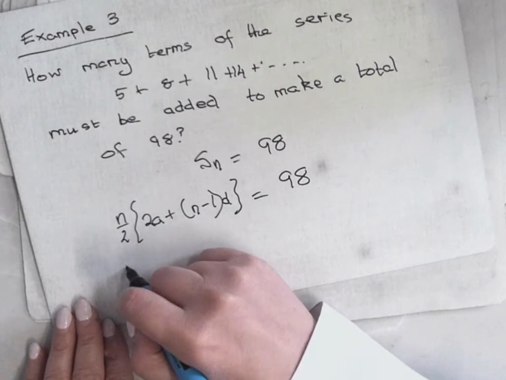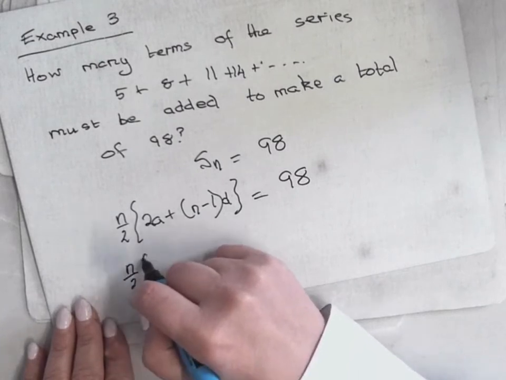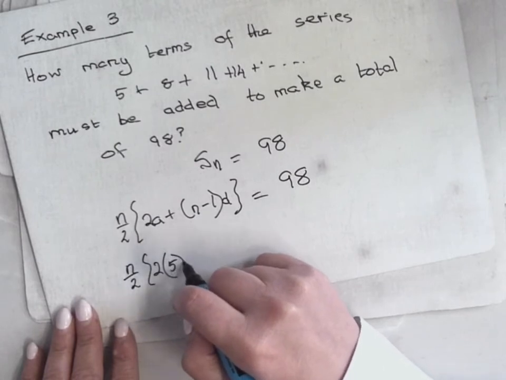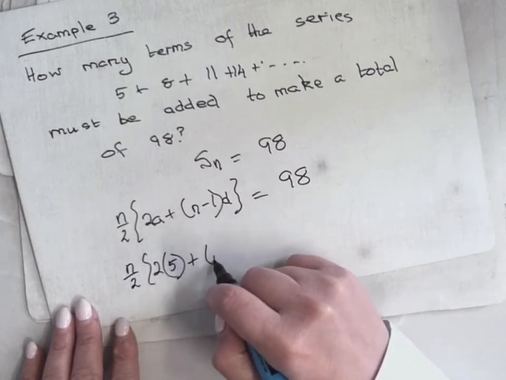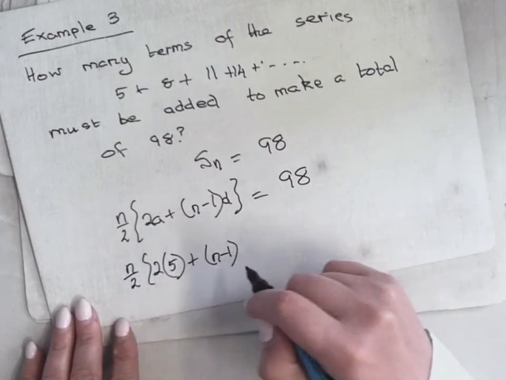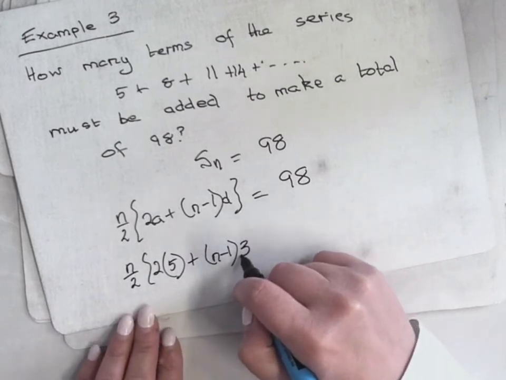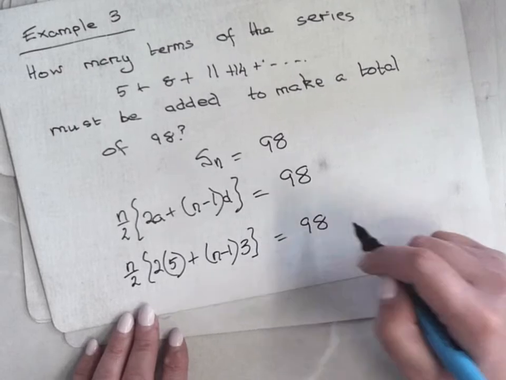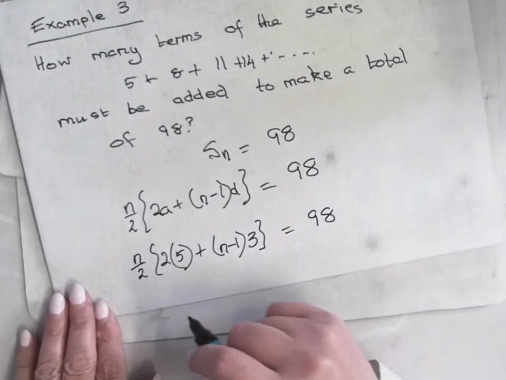So you fill in for a and d, so that's n over 2 times 2 times a, where a is the first term, so it's 2 times 5, plus n minus 1 times d, where d is the common difference, what you're adding on each time, which is a 3, right? And you know the answer is going to be 98. Is that okay?